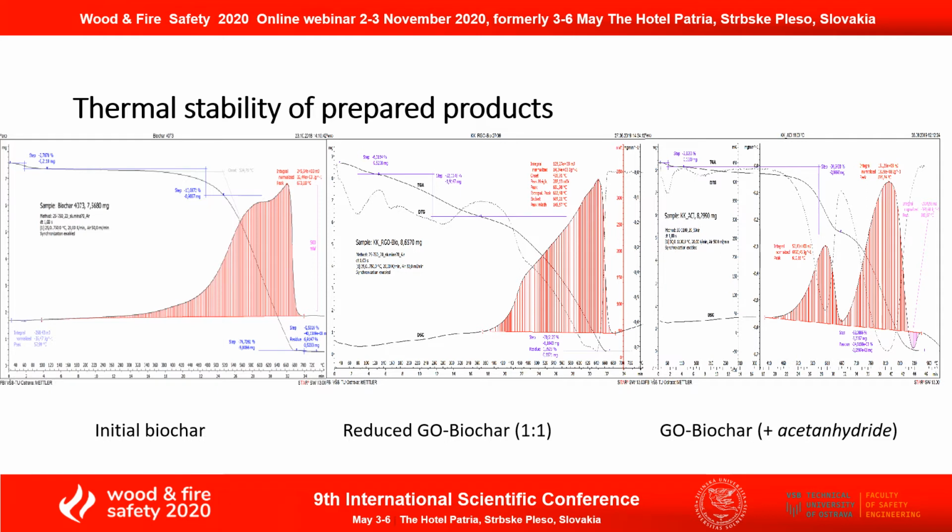In case of biochar, there was exothermic decomposition up to 550 degrees of Celsius at the minimum level. At higher temperature, up to 700 degrees of Celsius, the weight loss was 77%, with the exothermic maximum at 673 degrees of Celsius. The second chosen product, reduced graphene oxide in 1:1 ratio, was thermally neutral up to 380 degrees of Celsius. The whole exothermic effect occurred in the temperature range between 380 to 680 degrees of Celsius.